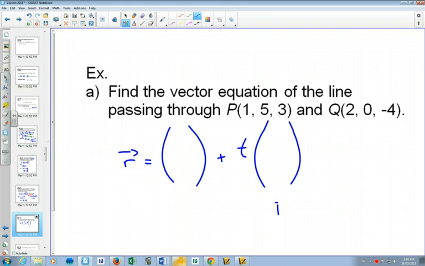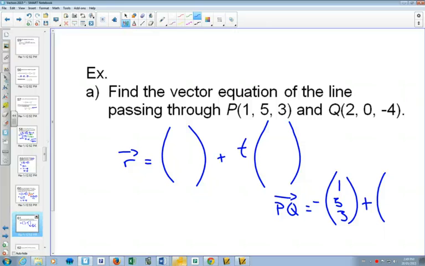For our direction vector, do you see that you have to figure out what p to q is? And so we're going to need to go negative p and then add q. And when we add those together, we're going to get 1, negative 5, negative 7. So that is the direction vector. And for our point, you could choose either p or q. For parametric equations, if you wanted to write them out, you would have x, y, and z.